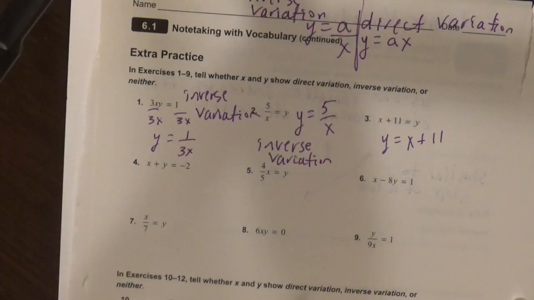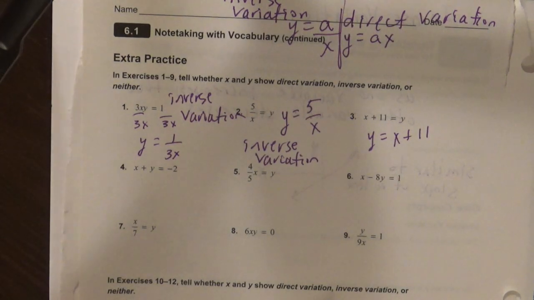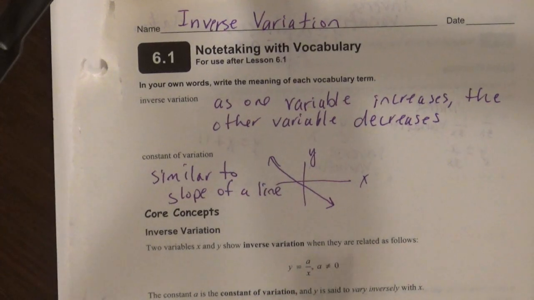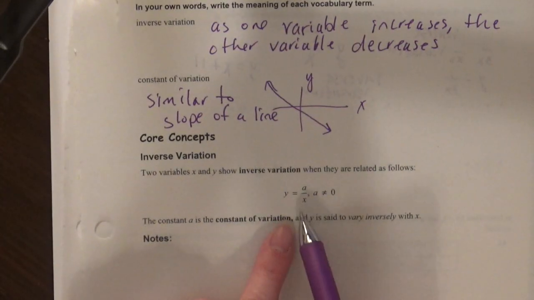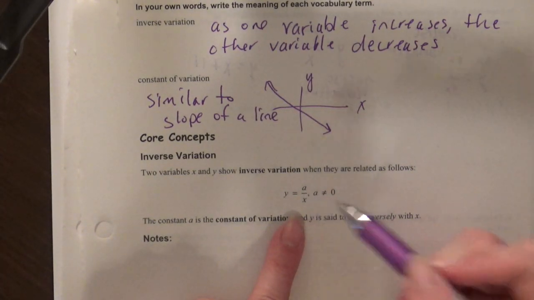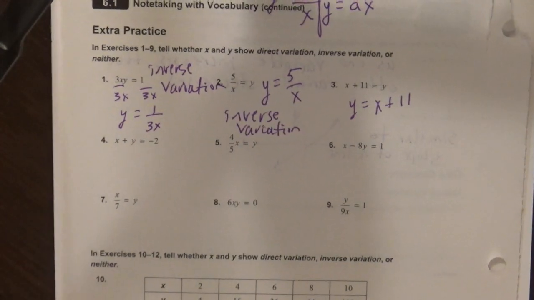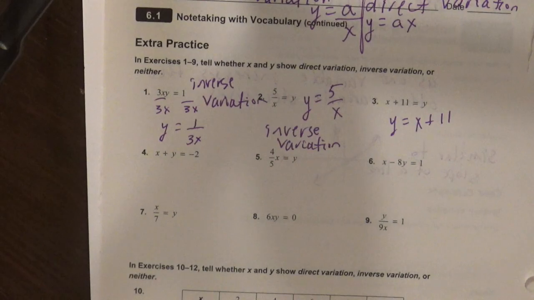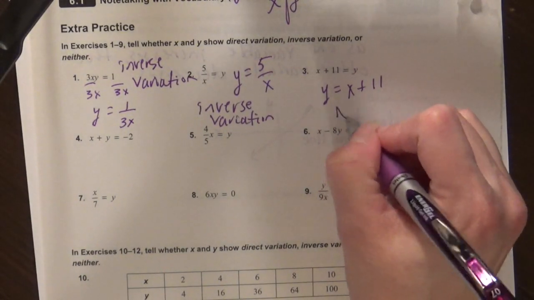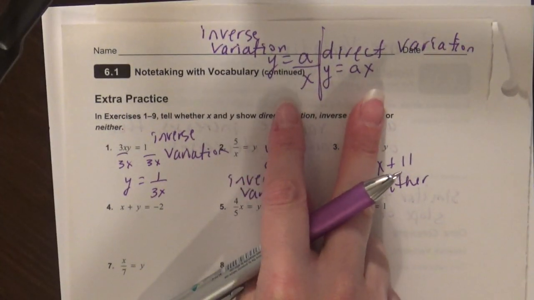So my definition looked like, I lost my paper. Oh, I know where it is. Here. The definition that I was given: y equals my constant divided by x. If it looks like that, if I'm dividing by the other variable x, then I've got inverse variation. This one in number 3 has this additional term out here, so this one is neither. It has to look like one of these up here to have actual variation.